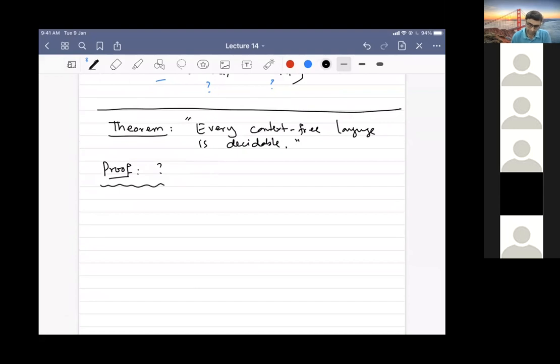That proof is that given a context-free language A, create a PDA for A, and so if we can convert a PDA for A, that means we can simulate A, right? So this is one possible answer that comes in our mind first, but this is not correct, actually. There's one problem. Can anyone find a problem with this?